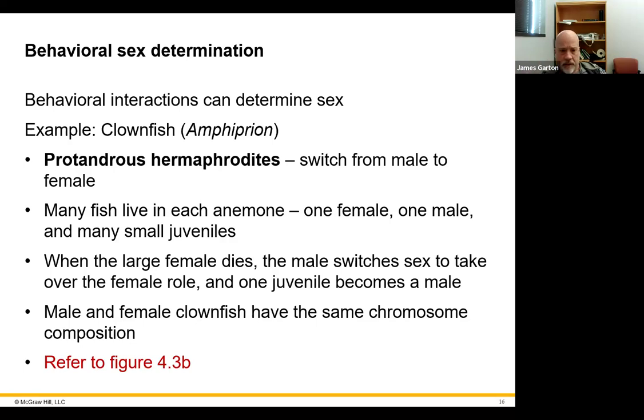In the clownfish, they have a symbiotic relationship with sea anemones, and there's a population of fish that lives within each anemone. One is an adult female, one is an adult male, and lots of juveniles. If the adult female dies, the adult male switches sex and becomes female, and one of the juveniles becomes an adult male. Again, the male and the female clownfish have the exact same chromosome makeup.